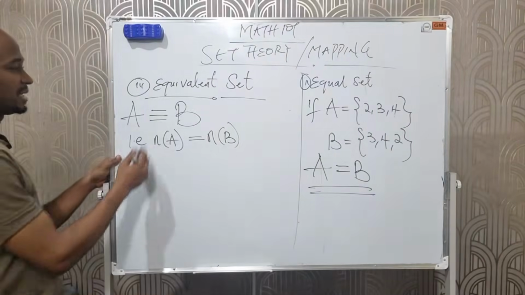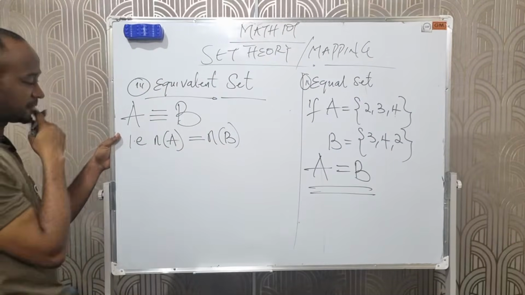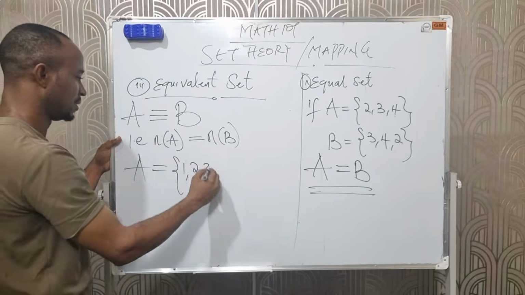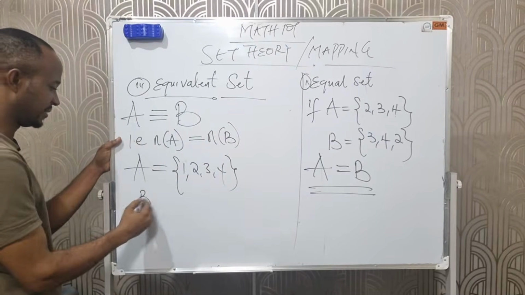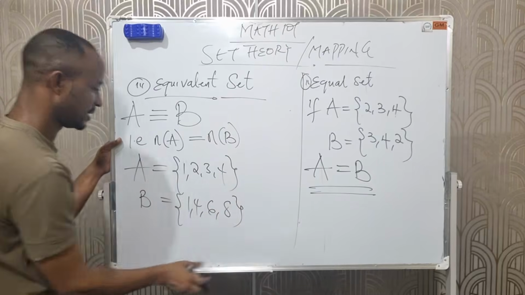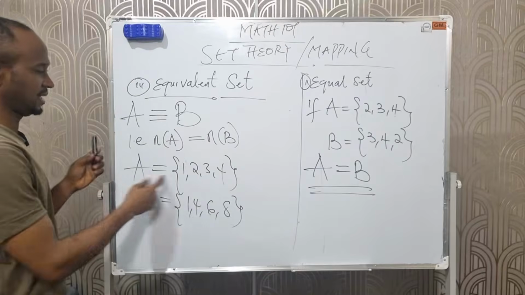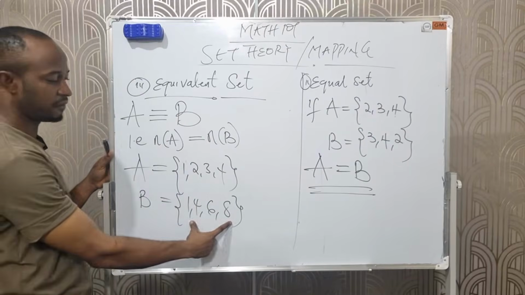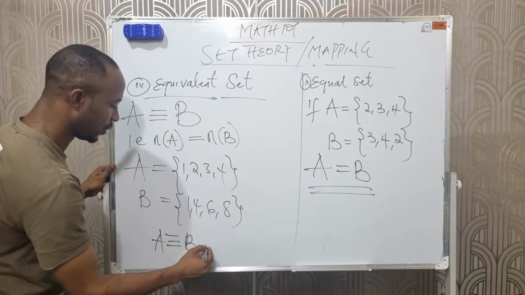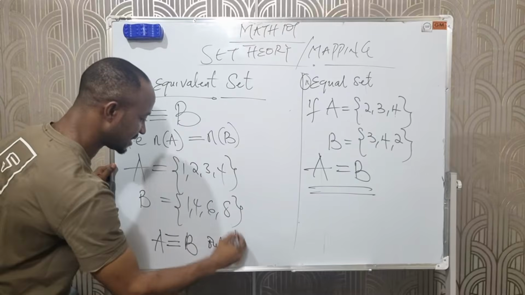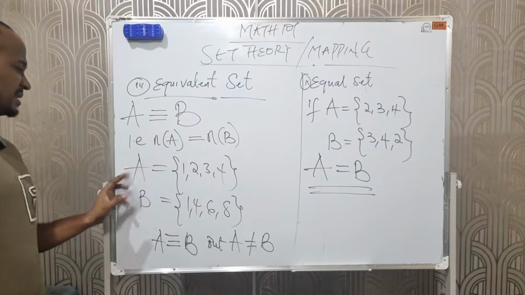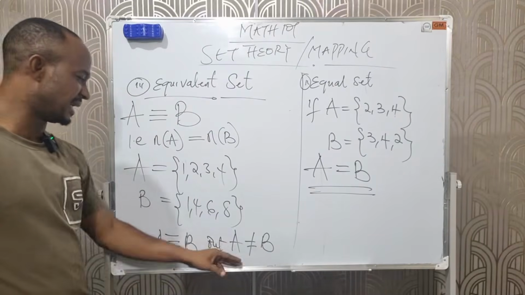Okay, let's look at a good example under equivalent. If set A is 1, 2, 3, and 4, and set B is 1, 4, 6, and 8, the number of elements in A is 4. That of B is also 4. That means set A is equivalent to set B, although set A is not equal to B.